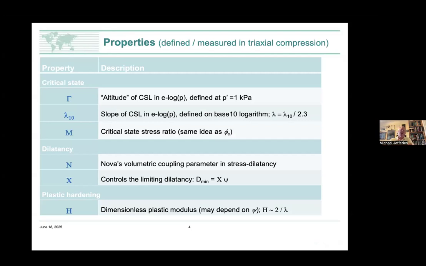Just to remind you where we got to last week, there are not many properties in a critical state framework. I put them on the screen here, and as you can see, there are just 6. In fact, a couple of them don't vary very much, so you can perhaps get away with slightly fewer. And this is what we're going to determine in the laboratory: these properties and the procedures we use to get them.